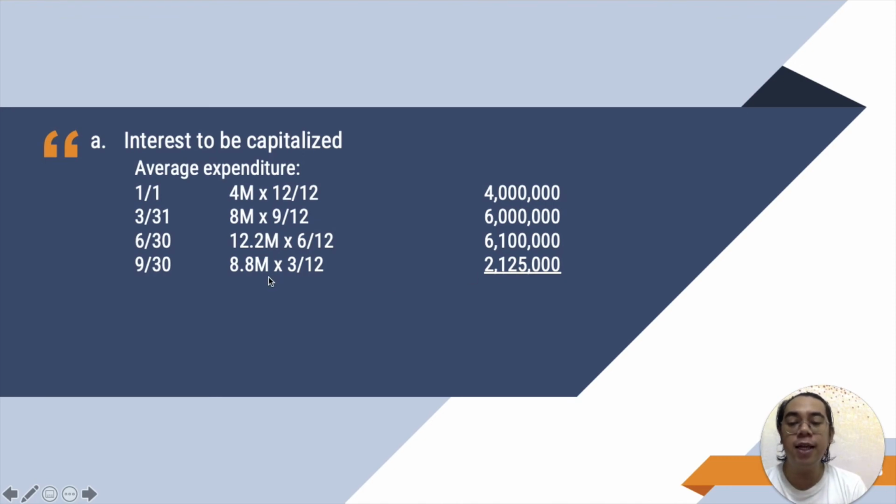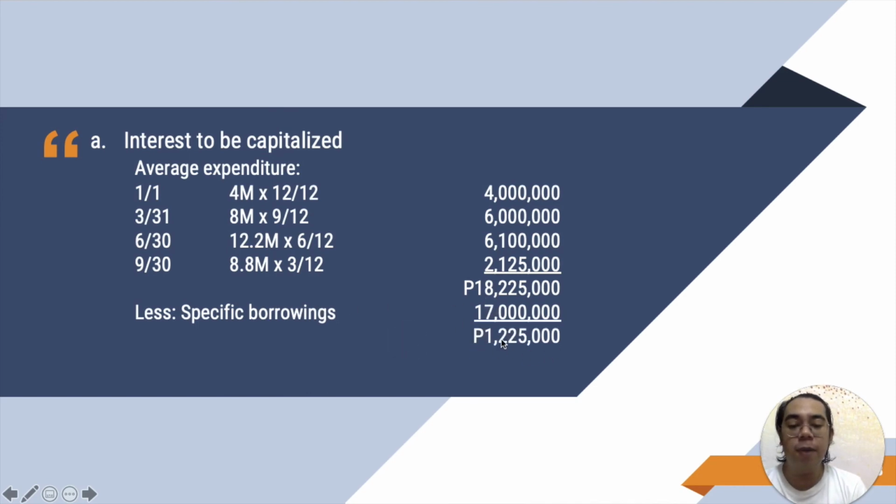2,200,000. Take note, we did not include the December 31 payment because it was paid on December 31, so it has no outstanding months. So it is not included in computing the average expenditure. So the total is 18,225,000. Let's remove the portion financed by specific borrowings, which is 17 million. So what is financed by general borrowings is 1,225,000. Multiply by the capitalization rate of 11.08%.